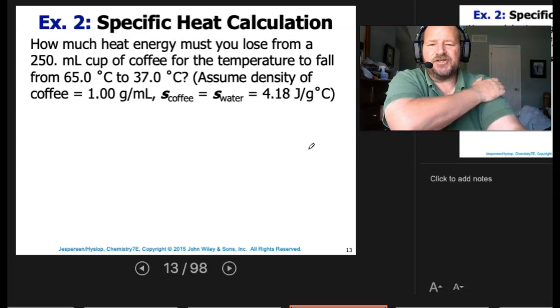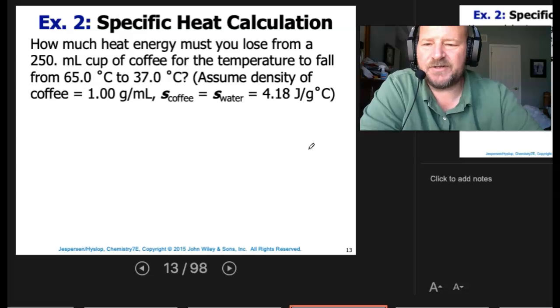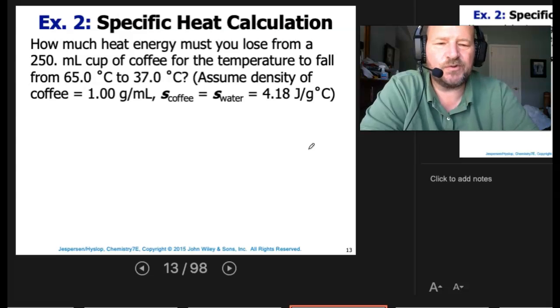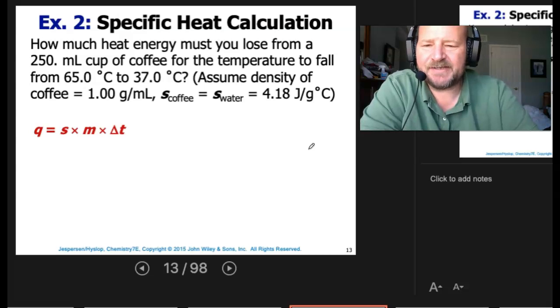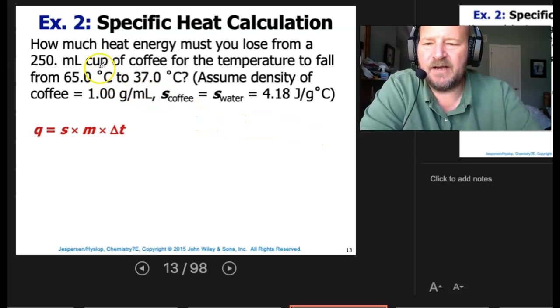So how much heat energy must you lose from a 250 milliliter cup of coffee for the temperature to fall from 65 to 37? Assume the density of coffee is 1 gram per milliliter. Right? We're going to assume that the specific heat of coffee is the same as water, which is 4.18 joules per gram degree C. Our base equation is going to be Q is equal to S times M times delta T. So we're going to look at how much heat energy must be lost. So we're going to be looking for Q from a 250 milliliter cup of coffee. And what's that going to give us?